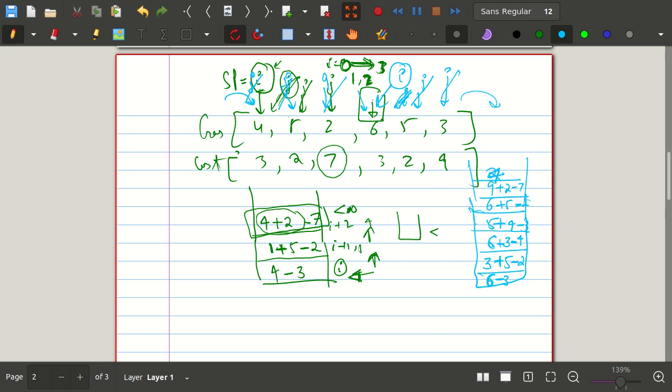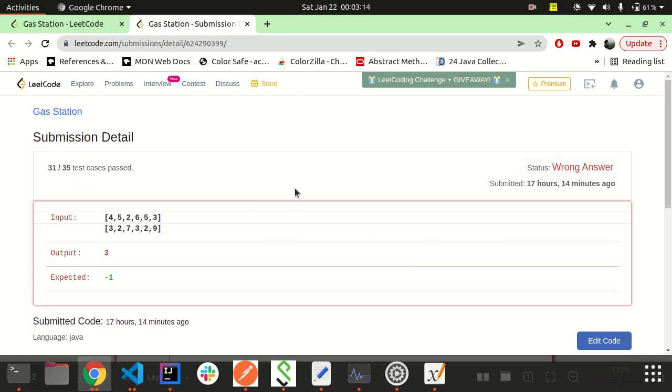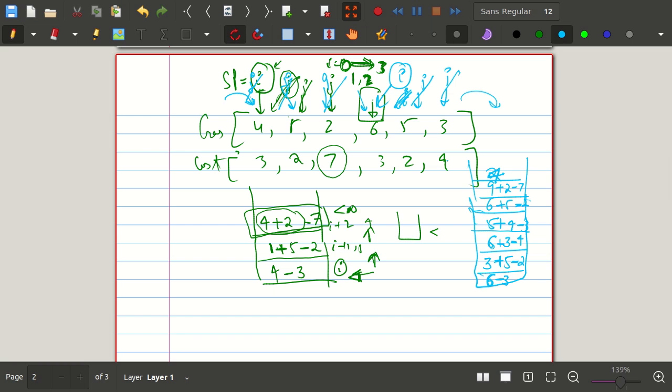But expected was minus 1. I think I have missed something. 4 5 2 6 5 3 3 2 7 3 2 9. This was 9. Oh sorry, this was 9, and I think I have considered it as 4, right? Sorry. So 6 plus 3 is 9 minus 9 will be 0. So I will move here with 0th index.